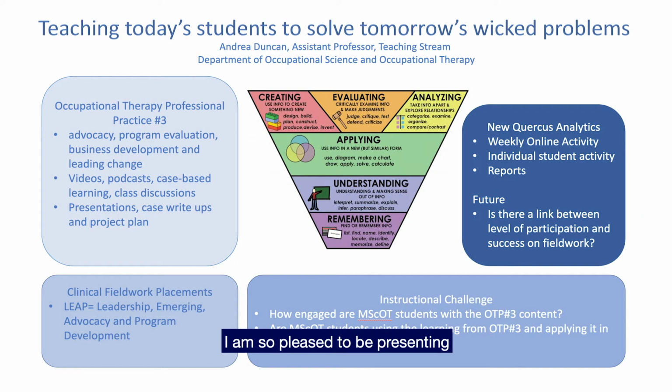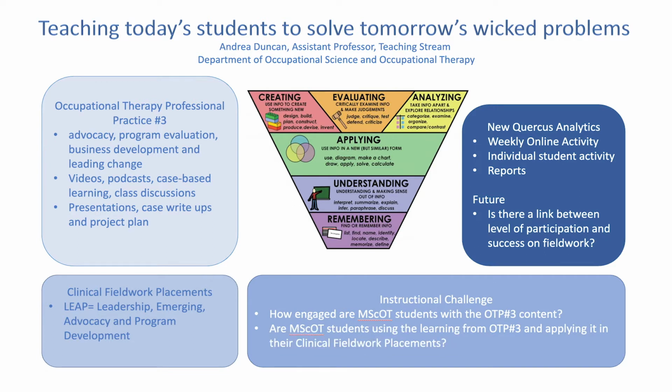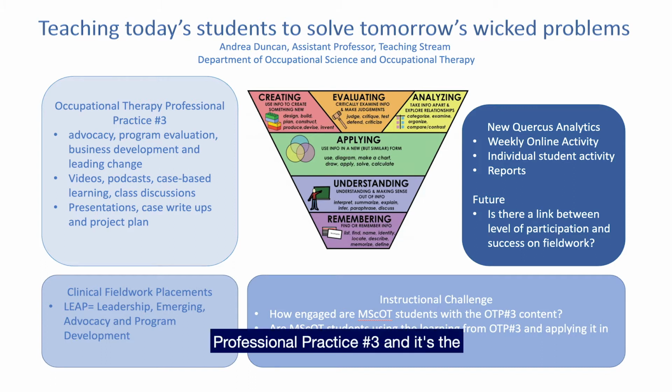I am so pleased to be presenting my poster to you today entitled Teaching Today's Students to Solve Tomorrow's Wicked Problems. One of the courses that I teach is called Occupational Therapy Professional Practice Number 3, and it's the third course in a series of professional practice courses for Masters of Science in Occupational Therapy, in which the students learn about advocacy, program evaluation, business development, and leading change.